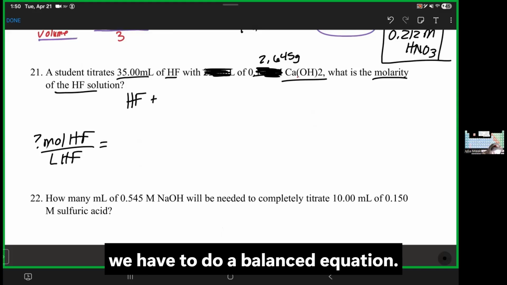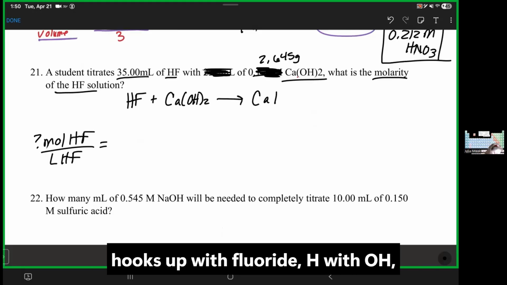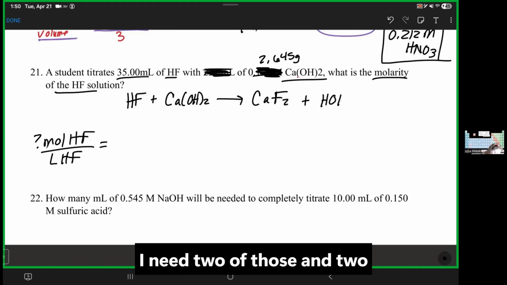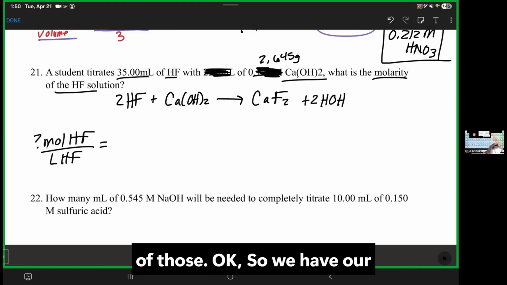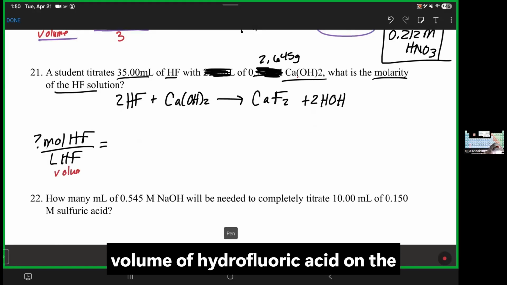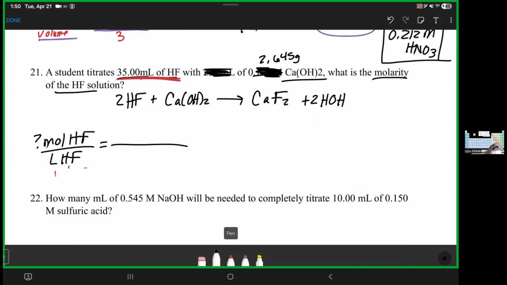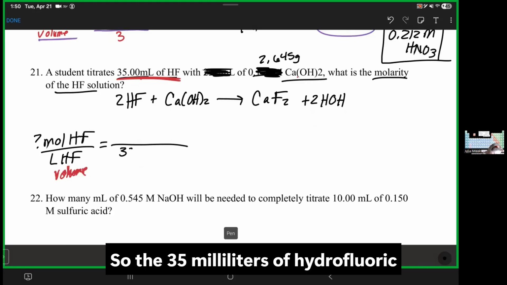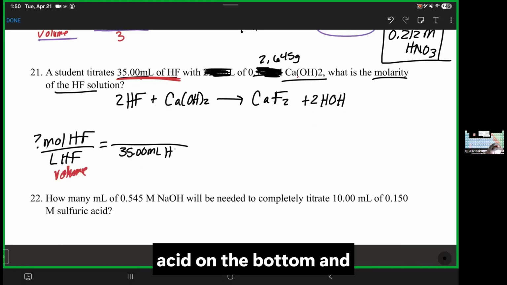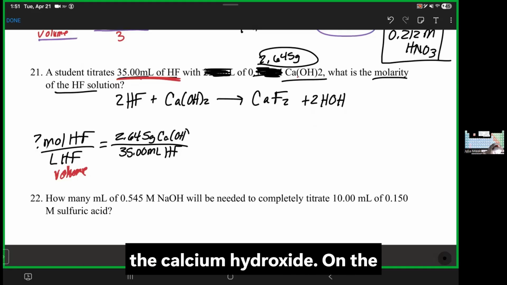So we have to do a balanced equation. That is a double replacement. Calcium hooks up with fluoride, H with OH. I need 2 of those and 2 of those. Okay, so we have our balanced equation. We know we want the volume of hydrofluoric acid on the bottom. So we're going to put the volume of hydrofluoric acid on the bottom. So 35 milliliters of hydrofluoric acid on the bottom and our other one on the top. So 2.645 grams of the calcium hydroxide on the top.